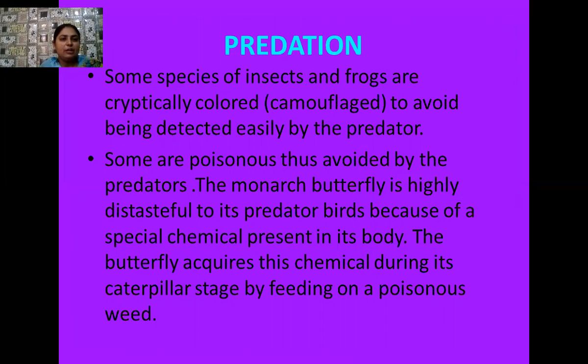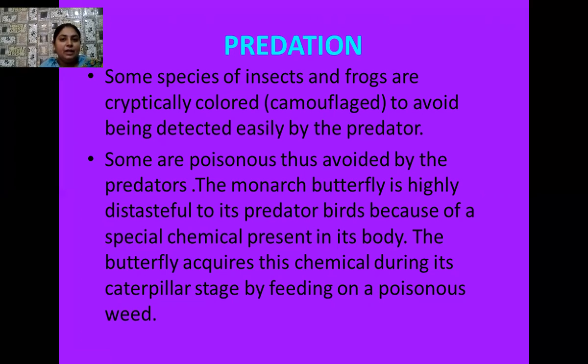So these species of insects and frogs camouflage, and whatever color is present in their surroundings, they make their body color according to that. In this way, they cannot be easily detected by their predators, so they can avoid them. They protect themselves.